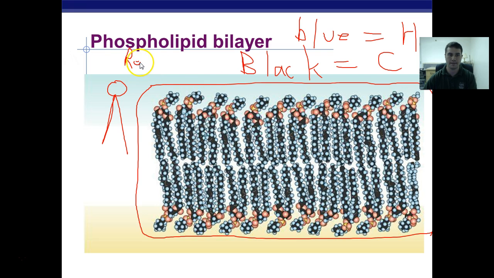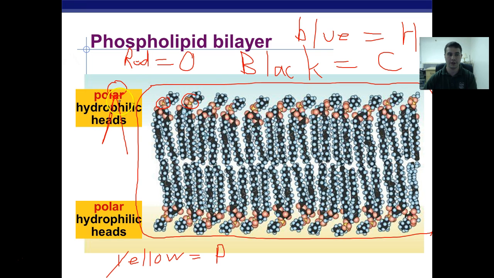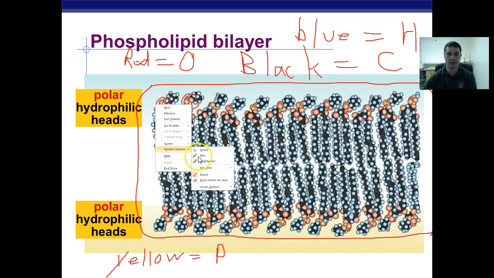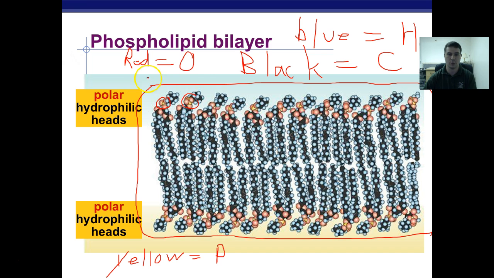Now before you go, hey, wait a minute, Mr. Messina, what about the yellow ones, like right there and right there? The yellow ones are actually the phosphate group, the phosphorus ones. So you can see over here, let me clean this up just a smidgen. You can see the polar hydrophilic heads, which are up here, and you can clearly see those right here interacting with water. Water would be up in this region right here.